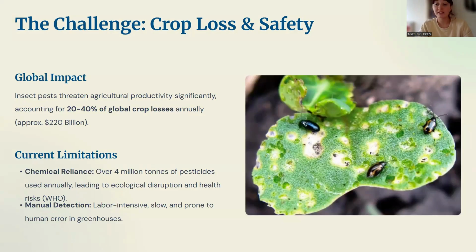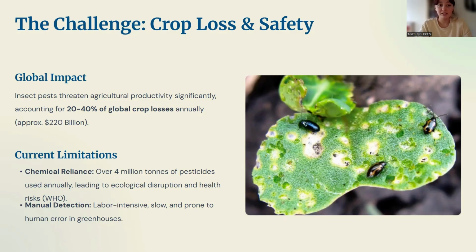Agricultural productivity faces a massive threat from insect pests, and studies show that despite modern farming techniques, we still lose around 20 to 40% of global crops annually to these pests. In financial terms, that makes around $220 billion every year. Currently, the industry also relies heavily on chemical pesticides, over 4 million tons annually.